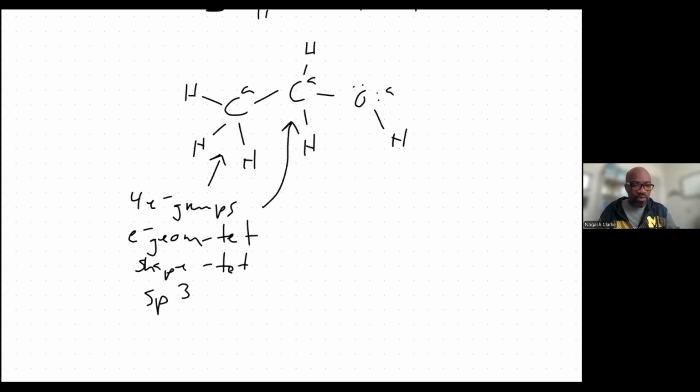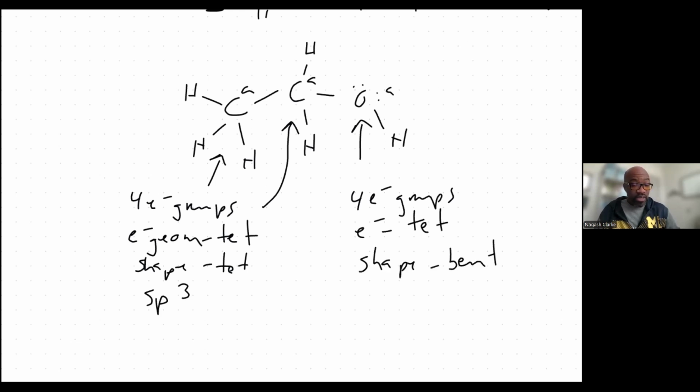It's going to be the same thing for this other carbon. It has four electron groups, tetrahedral again, shape tetrahedral. What about this oxygen? It has four electron groups, two of them are lone pairs. Electron geometry is tetrahedral. Shape, however, is bent. And what about hybridization? Since I have four electron groups, it's going to be sp3.